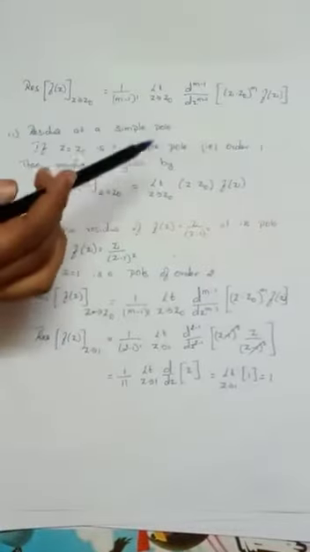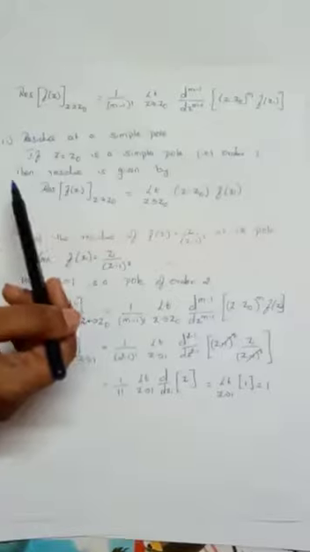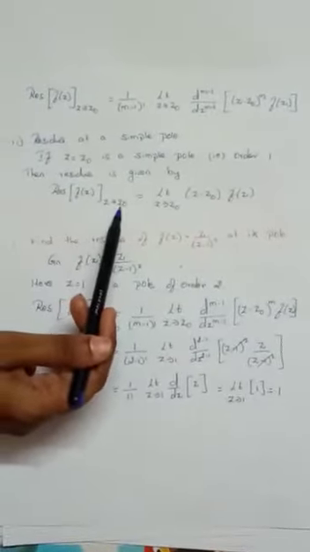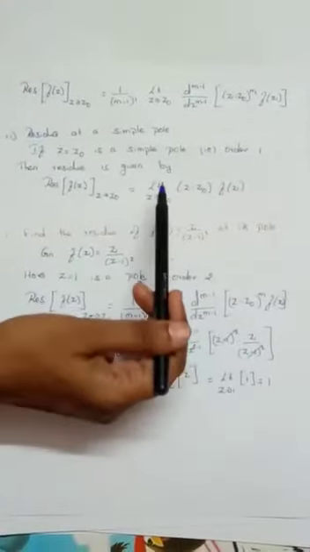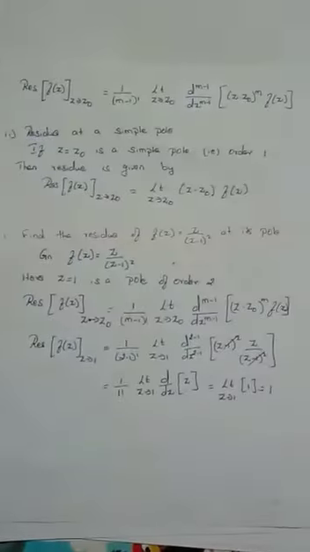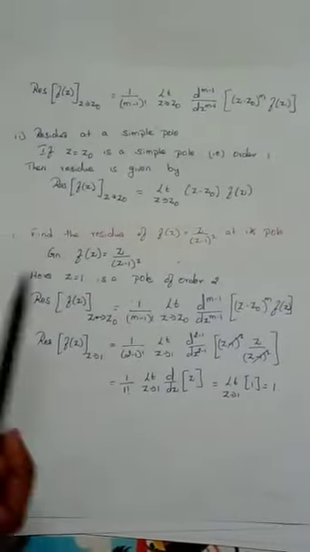When it is a simple pole, that is of order 1, then you have the residue of f of z at z tending to z0 is equal to limit z tends to z0 of z minus z0 f of z. We'll see a simple problem based on this.